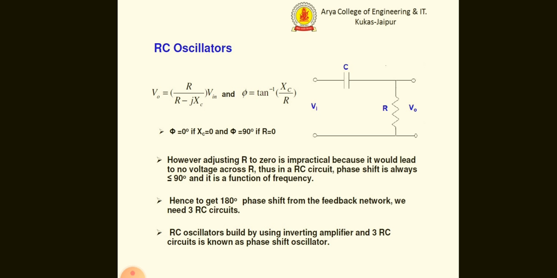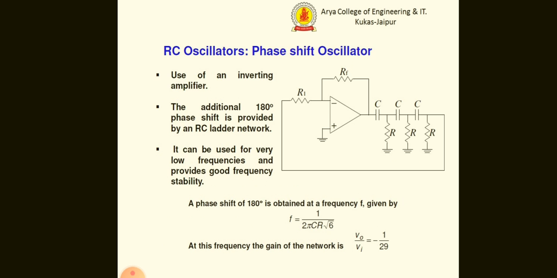Now, this particular circuit is built by using an inverting amplifier and 3 RC circuits, and this whole circuit is known as the phase shift oscillator. The phase shift of 180 degrees is obtained at the frequency f, where f is given as 1 upon 2 pi RC under root 6.